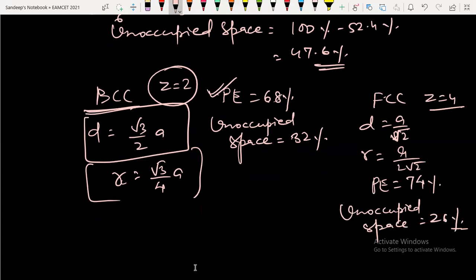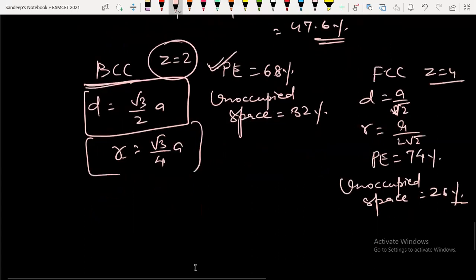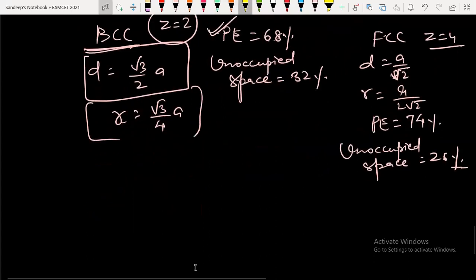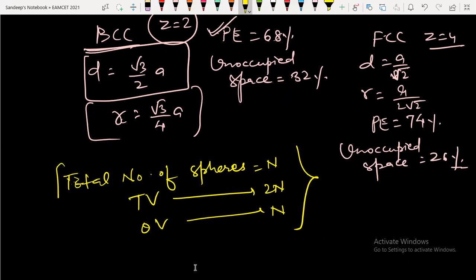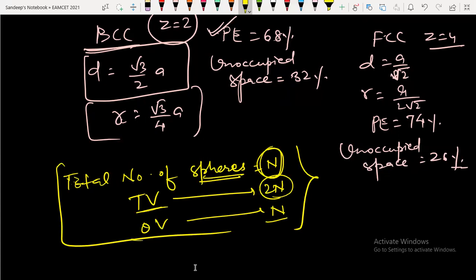Now, suppose you have a total number of spheres n, then tetrahedral voids will be equal to 2n, and octahedral voids will be equal to n. So keep this in mind. This is also very important. Total number of spheres n, then tetrahedral voids are double the number, 2n, and octahedral voids are n.